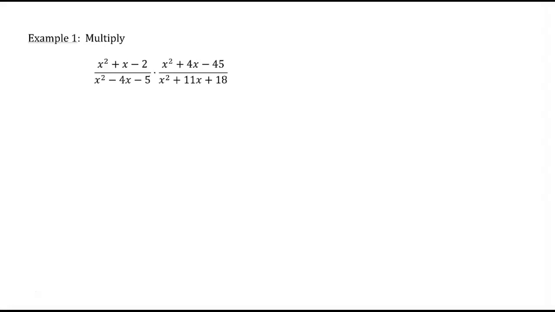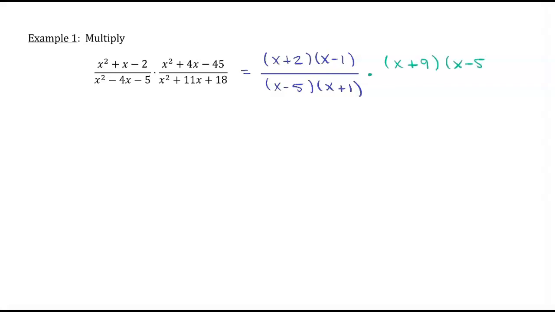Starting with the numerator of the first expression, we find that it factors as x plus 2 times x minus 1. And the denominator of the first expression factors as x minus 5 times x plus 1. The numerator of the second expression factors as x plus 9 times x minus 5. And the denominator factors as x plus 2 times x plus 9.